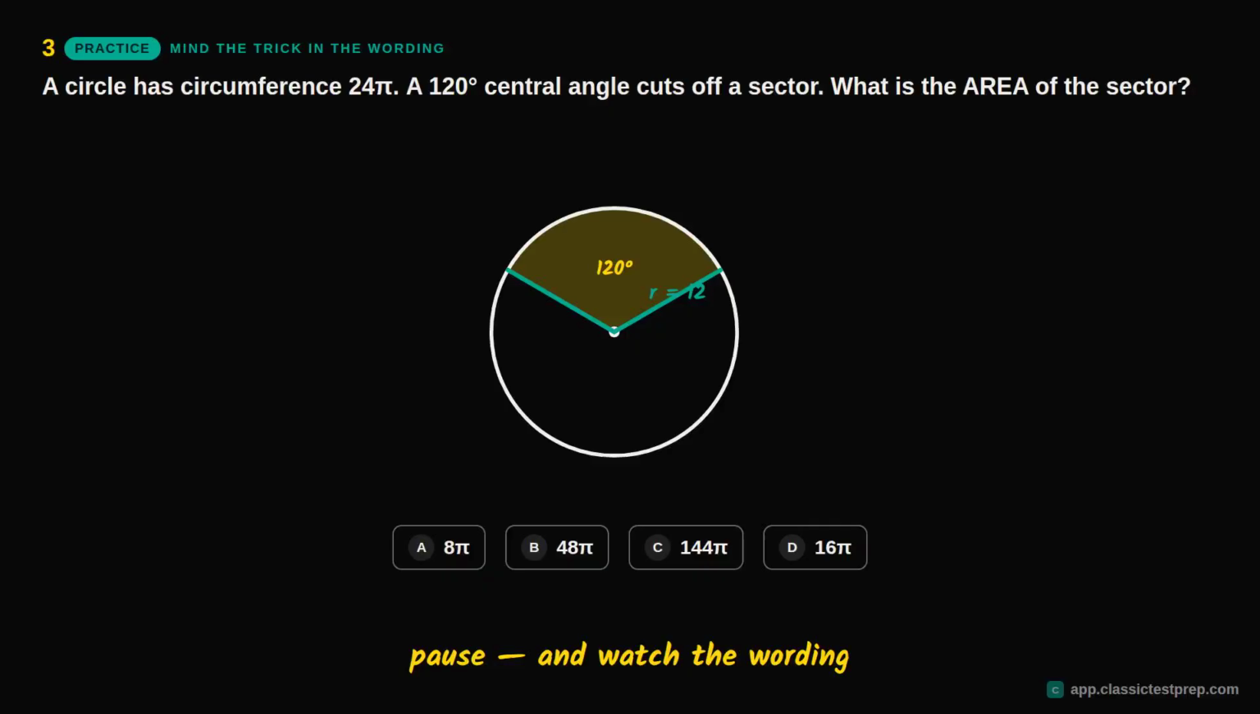A circle has a circumference of 24 pi. A central angle of 120 degrees cuts off a sector. What is the area of the sector? All right, pause the video, try to answer this question, and then watch my explanation.